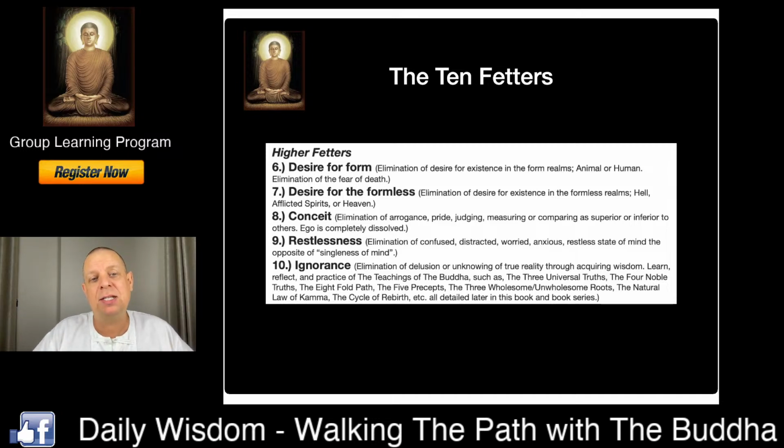But if you have a desire for existence in the world, then your mind's still holding on and you want to come back into the world. There's people who have desire to be in the animal realm or the human realm, or even people have desire to exist in the hell realm or the afflicted spirits. There's a lot of people who have a desire to exist in heaven because they think heaven is a permanent existence, and they don't realize that it's not permanent.